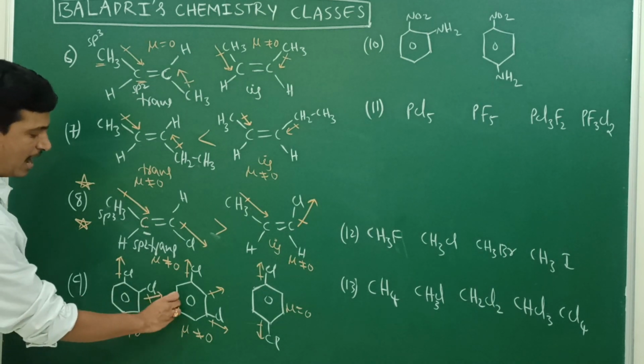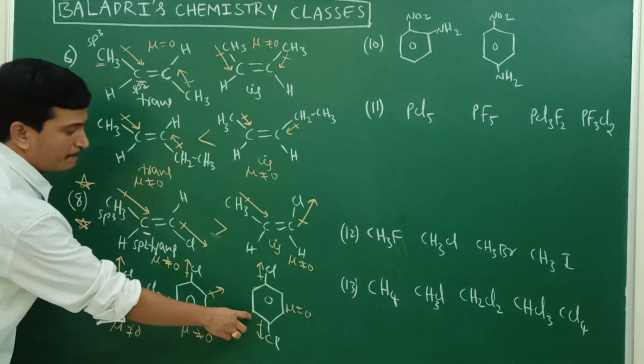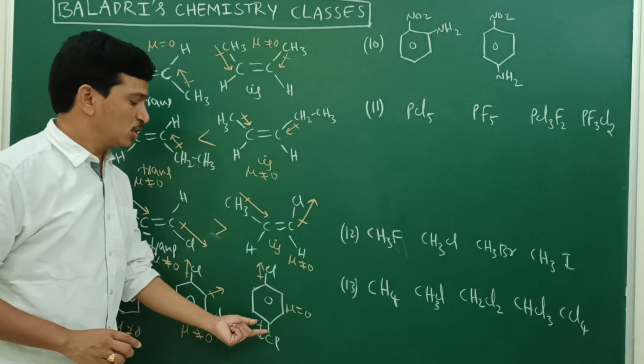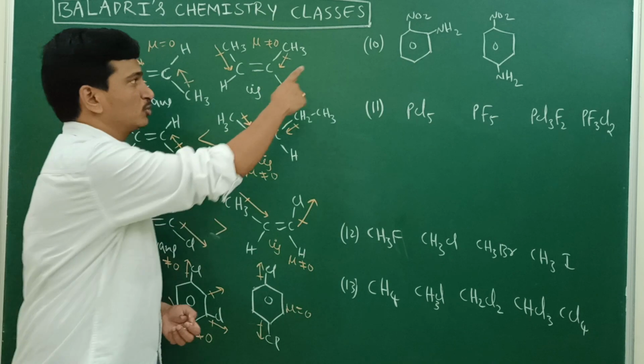Now you can take orthodichlorobenzene and meta. Ortho will be more than meta. Para is having 0 dipole moment. Here also, when I am explaining this example, students will remember that para will have less dipole moment. Now come to this example.